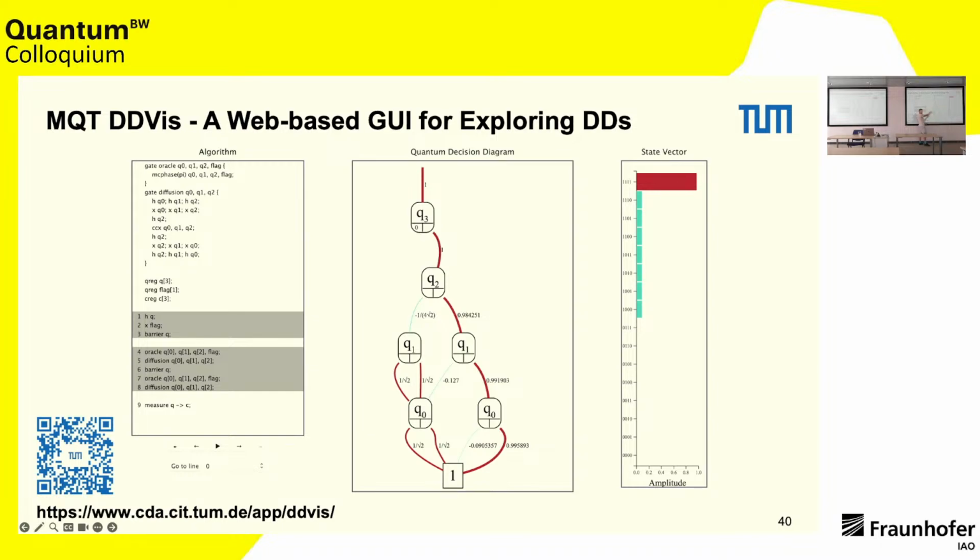And if you now look at the decision diagram representation for that, this is a linear representation. It has essentially two strands. One of them, now I have to pick the right one, this one is the equal superposition.